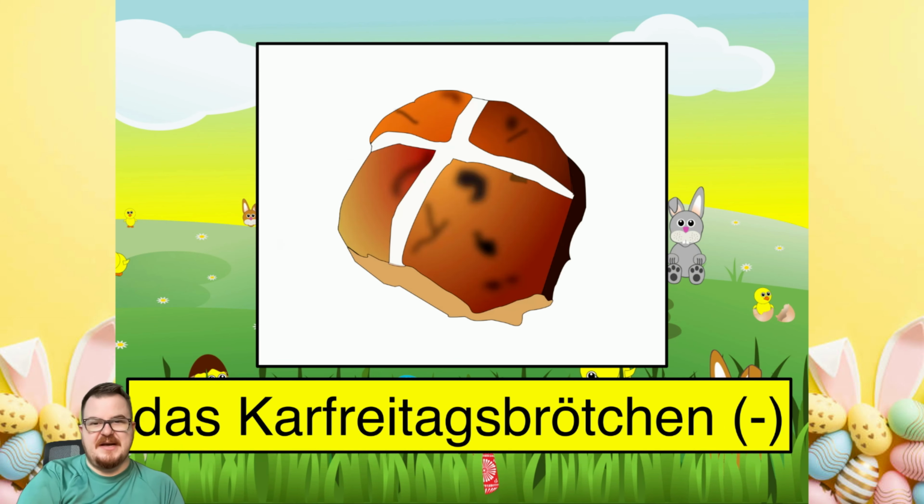Und das Karfreitagsbrötchen. Karfreitagsbrötchen. This is, in English, we know it as a hot cross bun. I'm not sure if hot cross buns are eaten in America for Easter. Someone will have to let me know. If you're from the US, do you eat hot cross buns at Easter? The plural is the same. There's no change to make the word plural, so either das Karfreitagsbrötchen oder die Karfreitagsbrötchen.